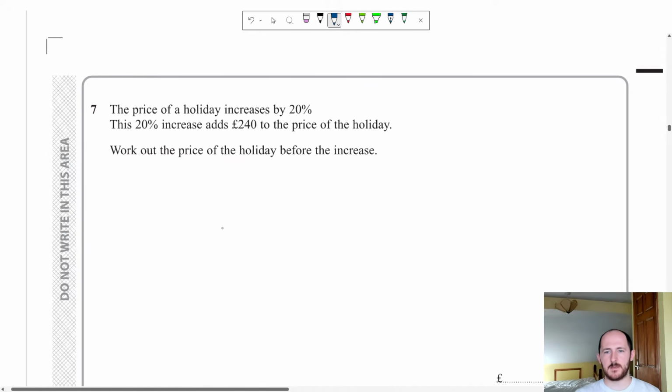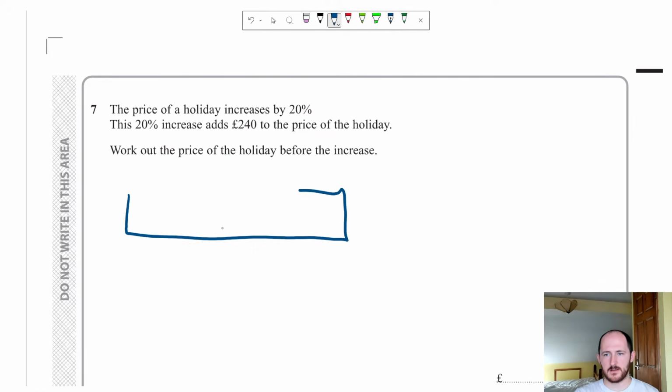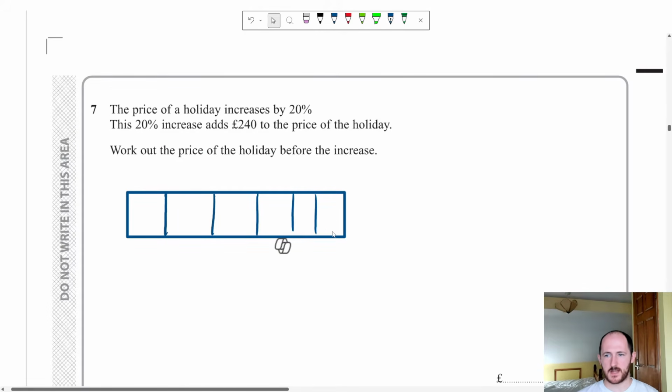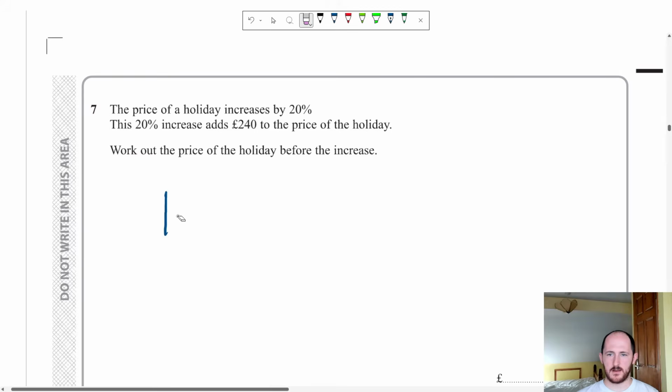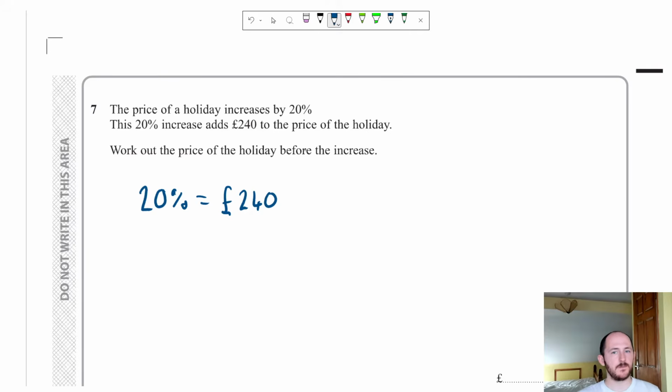Now I know that some people use like a bar model, right? Where each of these is like 10%, for example, and then you draw 10 of them. This would be like an extra 2 bars added on the end. But you don't really need to use that. It says this 20% increase adds £240. That means that 20% must have been £240. So how much was the price of the holiday before the increase?